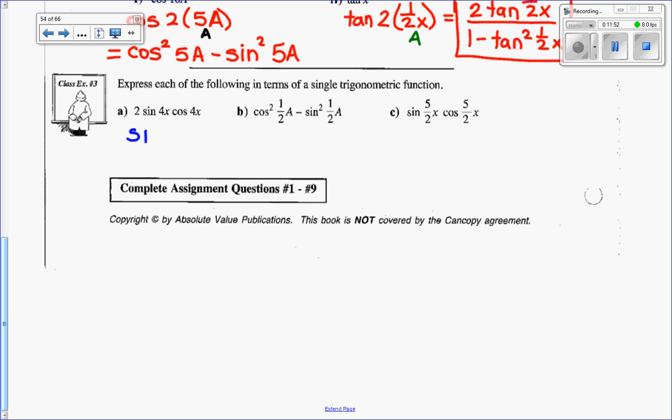This is sine 2 times 4x, isn't it? If you look up at the top of your page, 2 sine 4x cos 4x is the sine 2A identity, isn't it? Sine of double angle A. And so what it's saying is that sine 4x is your A. And so this is sine 2 of 4A, right? And then that is just the same thing as sine 8x.